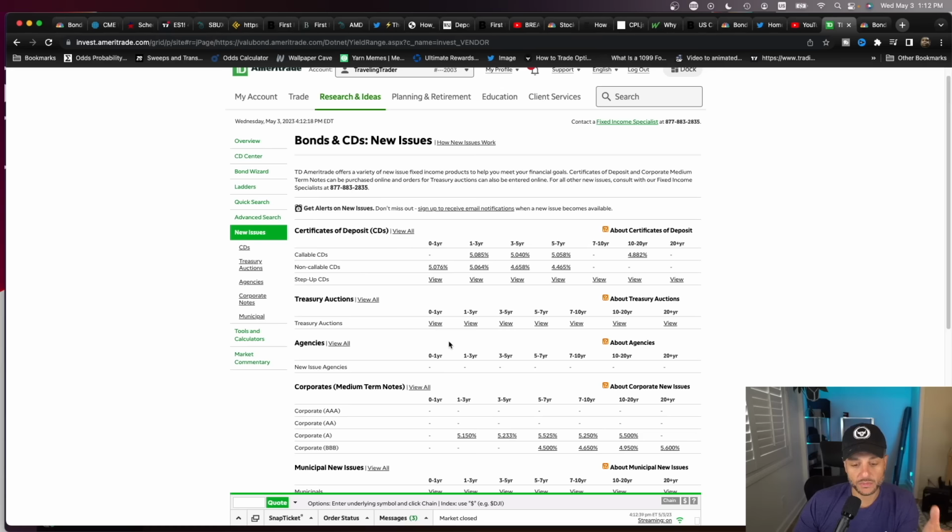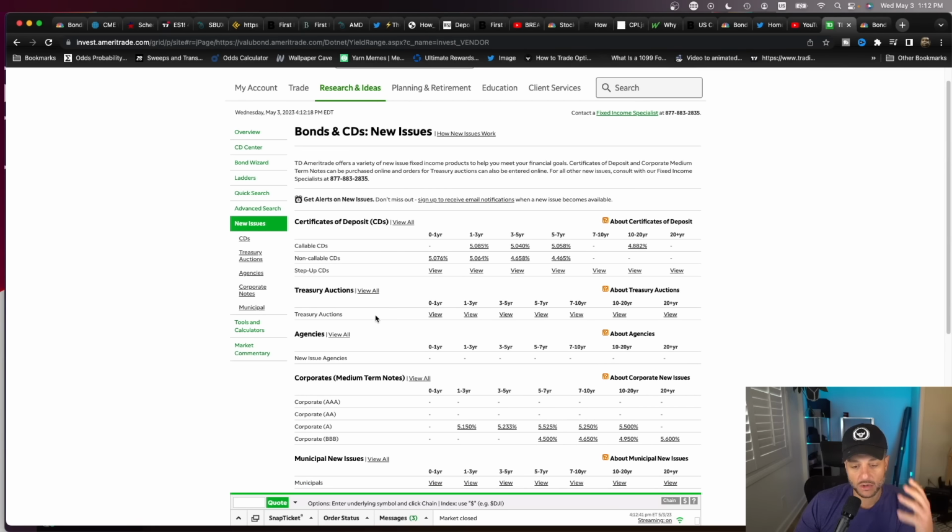Or you can buy it on the open market. I couldn't find any on the open market, so I'm going to bid in an auction. And this is how you do it. You go to new issues in TD Ameritrade. Again, you could do this in TreasuryDirect.gov or Fidelity or whatever broker you use.